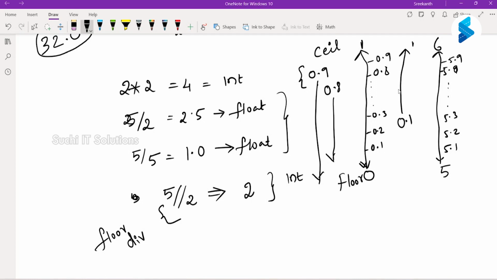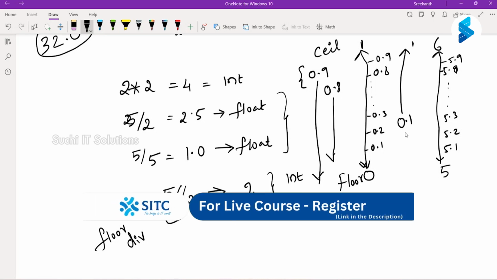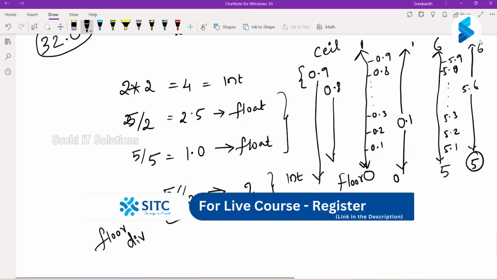Ceiling value, not floor value. The ceiling value of 0.1 would be 1, and the floor value would be 0. For 5.6, the ceiling value would be 6 and the floor value would be 5. Are we clear with this?